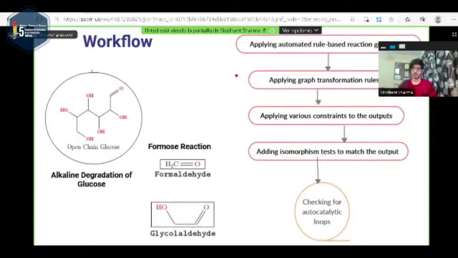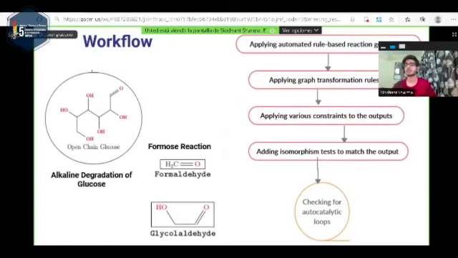Before starting, I would like to explain the workflow of my project, as I feel that the workflow is very important. As I mentioned, we studied alkaline degradation of glucose and formose reactions. Alkaline degradation of glucose can be seen in various things, like the browning of apples. Maillard can be seen when you cook on your gas stoves and the amino acid degrades.